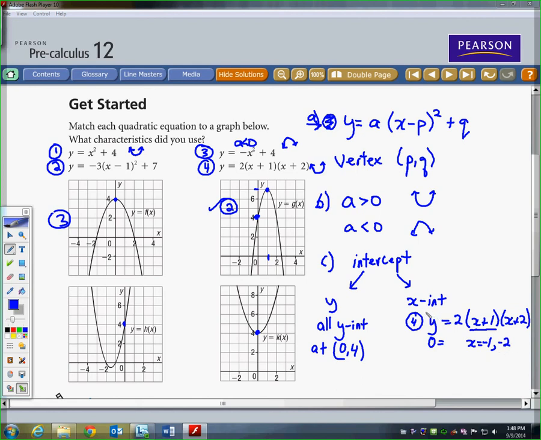So I have two x-intercepts, one when x is -1 and y is 0, and my second one when x is -2 and y is 0. So y equals 2 times (x plus 1) times (x plus 2) will be whichever graph has those intercepts at -1 and -2. Oh, and here it is, here's -1 and -2. So that one would be number 4. Process of elimination, this one must be number 1. Okay, I'm going to see if I can pause this now.